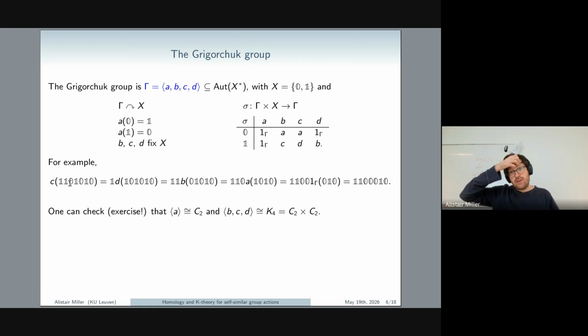So at this point, it's easy to check, a little bit tedious maybe, but you can check these facts here. A: everything has order 2, all of the generators, and B, C, and D, moreover, commute with each other and form this copy of the Klein 4 group. So yeah, D is equal to BC, for example.